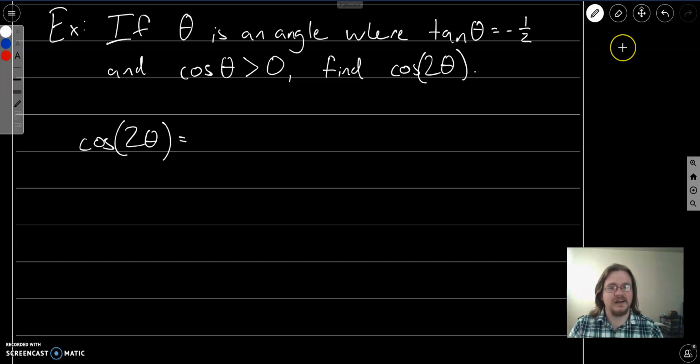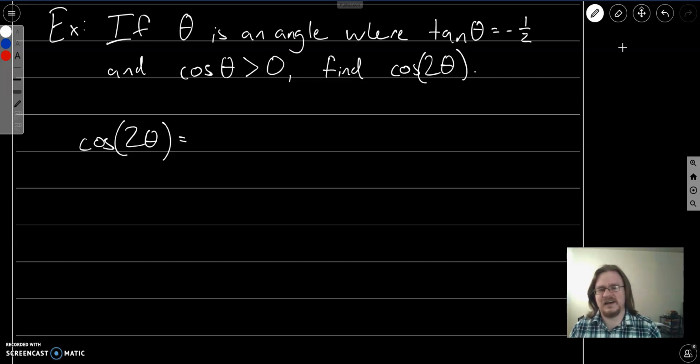Hello and welcome back. Let's do one final question just to finish up this section. So if theta is an angle where tangent of theta is equal to a half and cosine of that angle is greater than 0, find cosine of 2 theta.